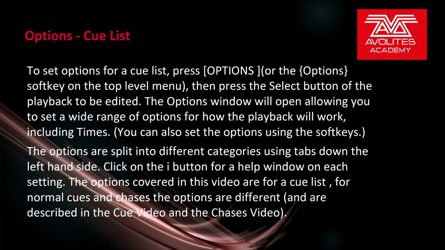The options are split into different categories using the tabs down the left-hand side. Click the I button for a help window on each setting. The options covered in this video are for a queue list. For normal queues and for chases, the options are different and are described in the queue video and the chases video.